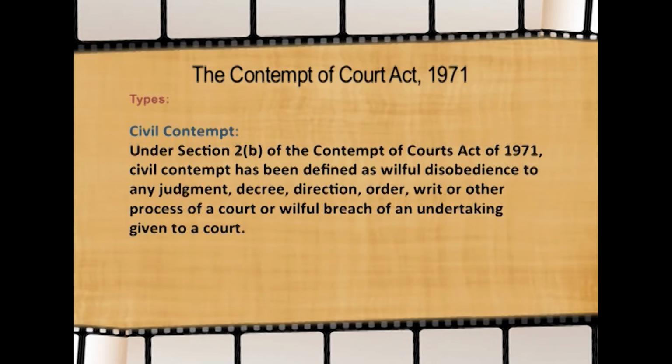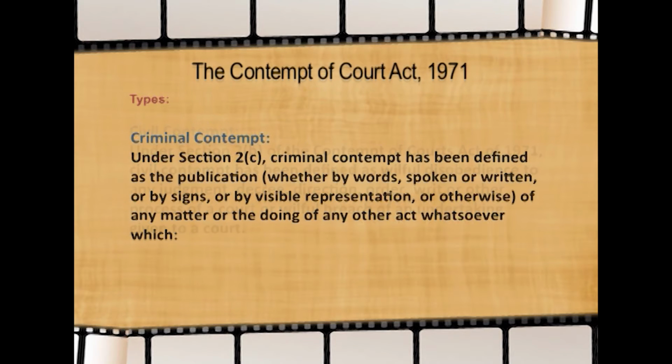Under Section 2B of the Contempt of Courts Act of 1971, civil contempt has been defined as willful disobedience to any judgment, decree, direction, or order, or writ, or other process of a court, or willful breach of an undertaking given to a court. The second type is criminal contempt.